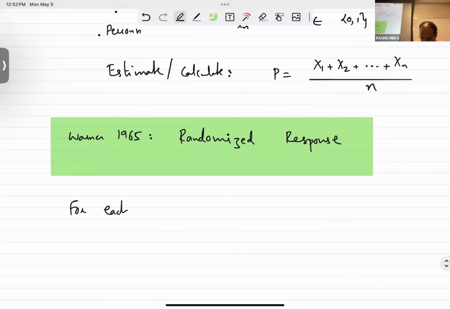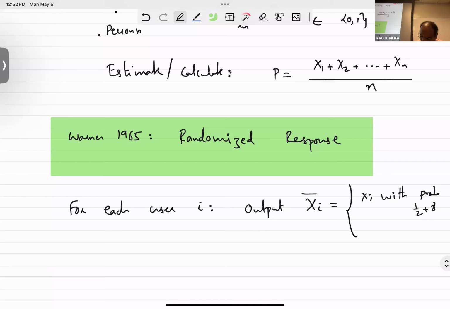So for each user i, you output xi bar, which is xi with probability half plus gamma and 1 minus xi with probability half minus gamma. This gamma is some parameter. If gamma is a half, then you're basically releasing the entire data set as it is. If gamma is 0, you're just outputting random values, so full privacy. There's no information about the xi contained in what I'm releasing.